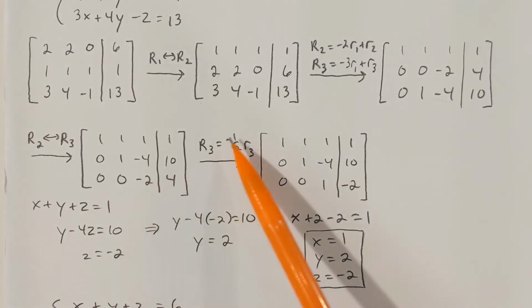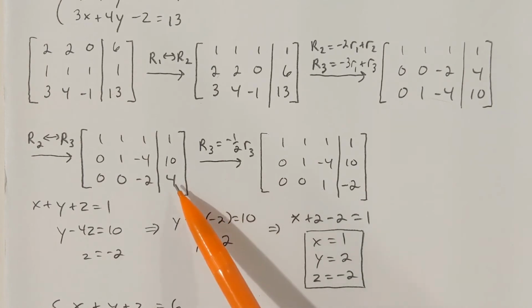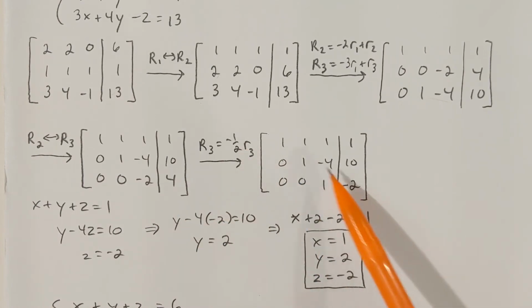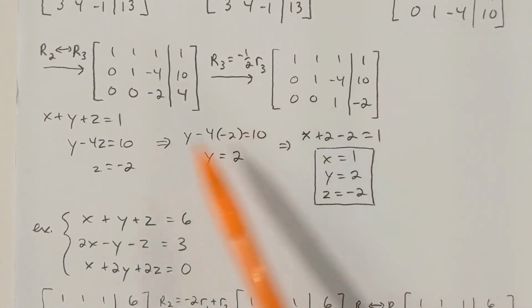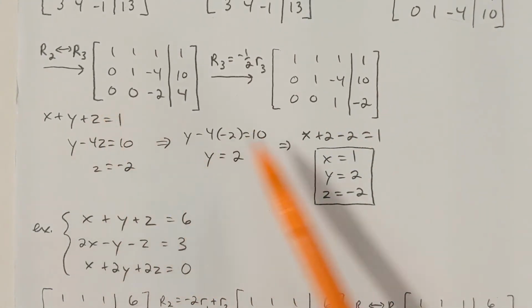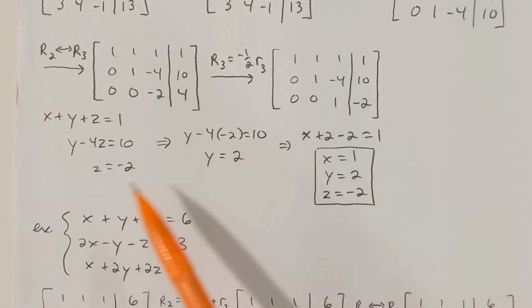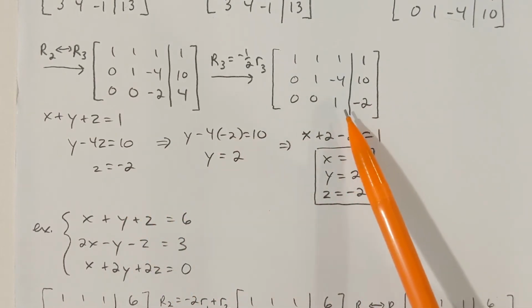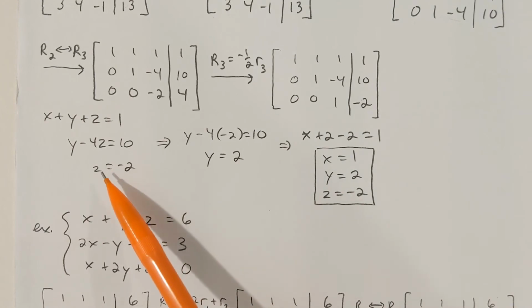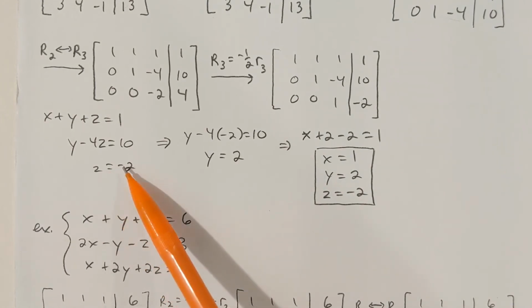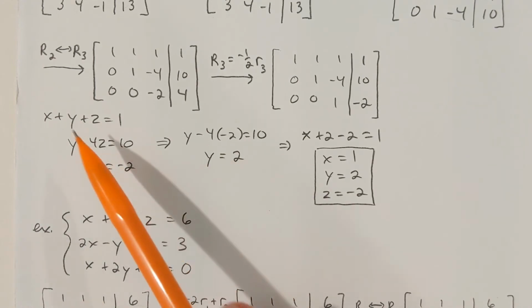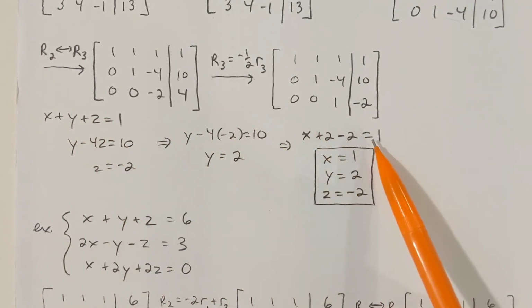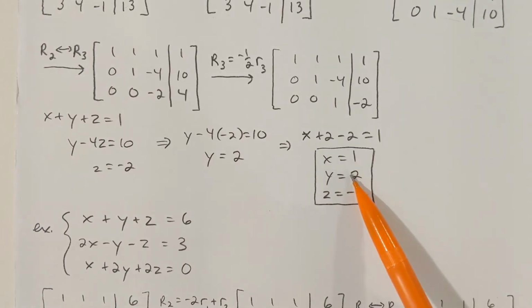So negative 2 times negative 1/2 is 1. 4 times negative 1/2 is negative 2. I am now in row echelon form, and so I'm going to convert back to a system. Here would be my 3 equations representing this augmented matrix. z is negative 2. Okay, and so then if I work backwards here, z is negative 2, I can find that y would be 2, and x then would be 1. So x equals 1, y equals 2, z equals negative 2 would be the solution to that.